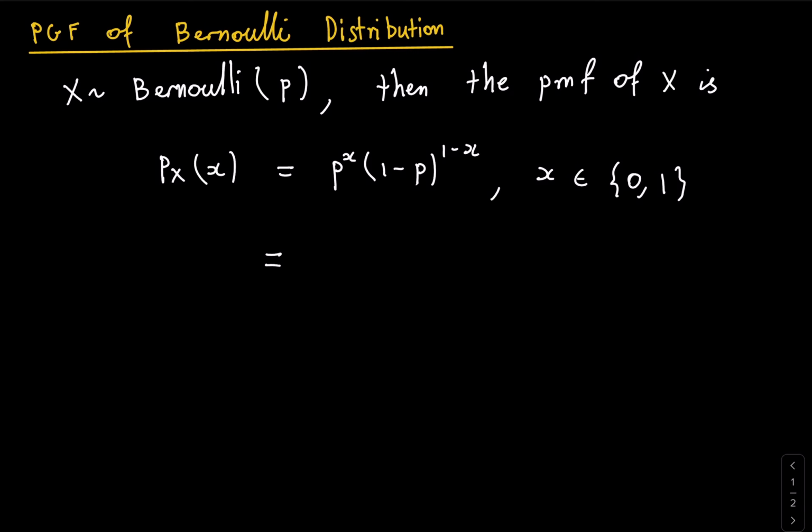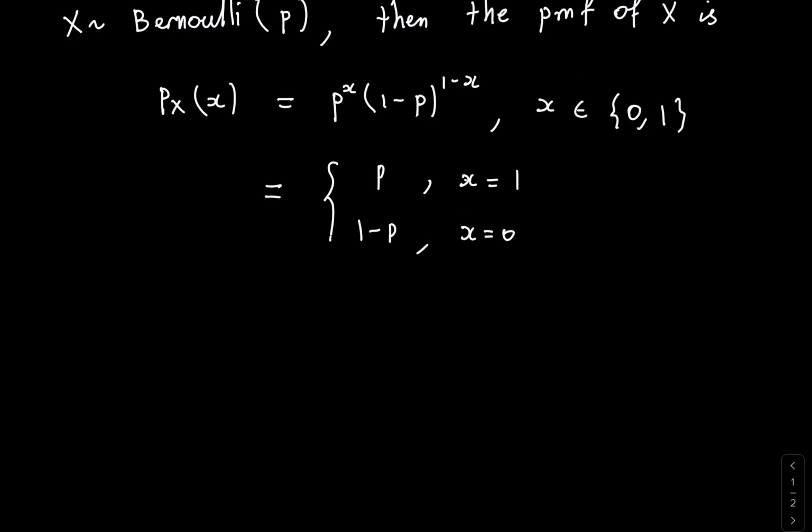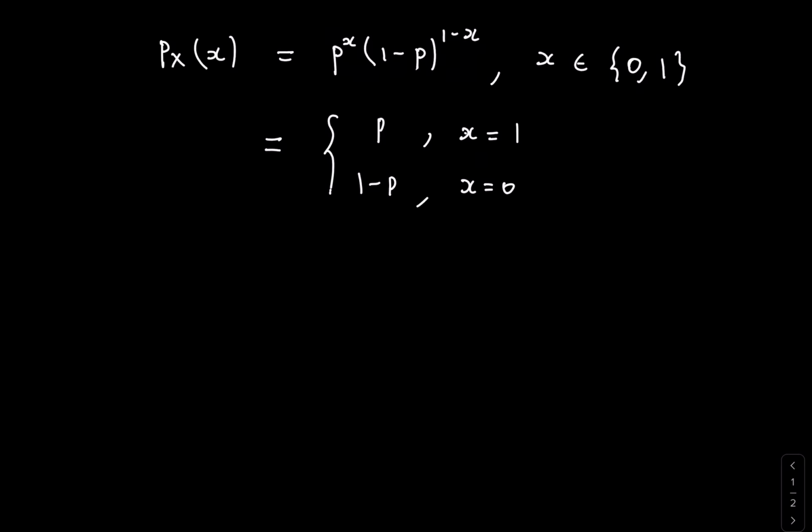Again, this can be equivalently written as p when x is equal to 1 and 1 minus p when x is equal to 0. These two are equivalent. I like this closed form expression here as opposed to the piecewise version. So now that we have that, we can determine the probability generating function.